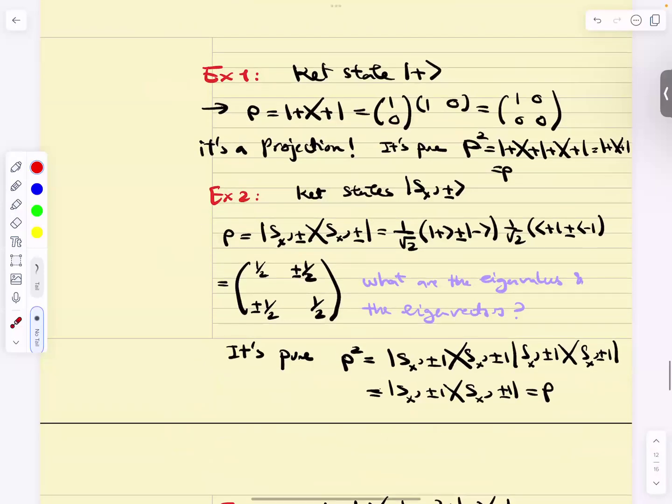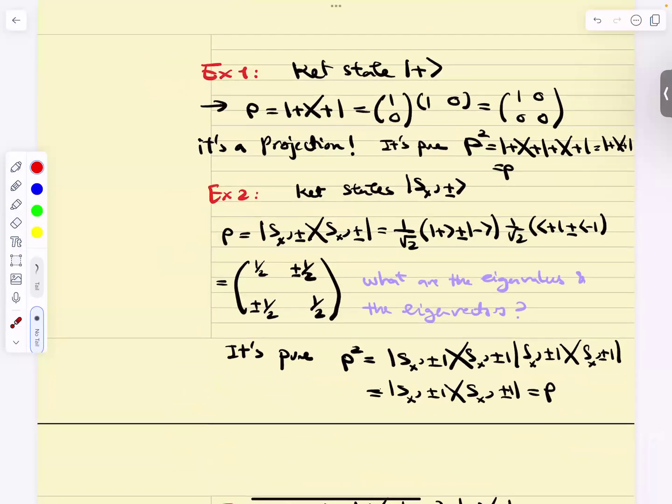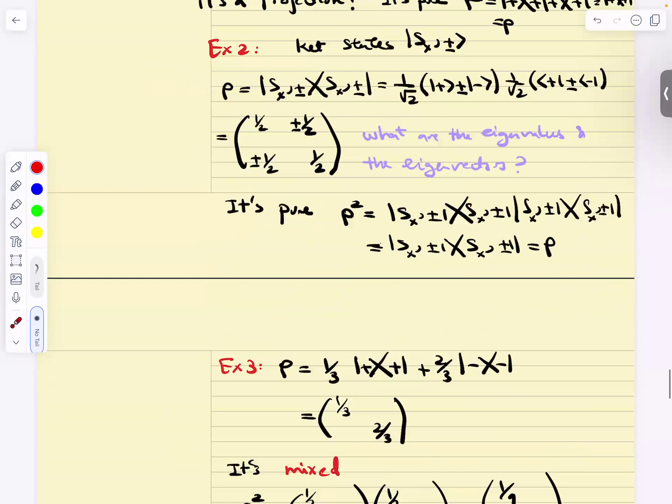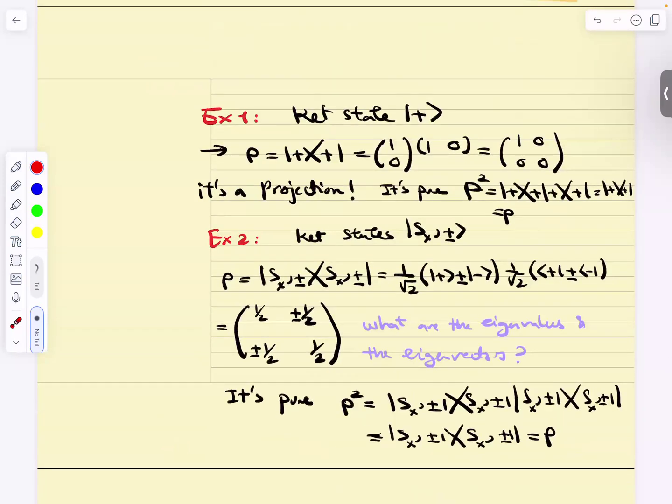All right, here are a bunch of examples. I went over them, but let me do them again. Consider the ket plus. I said that the density matrix is plus plus, and in the z basis, that's 1 0 0 0. This is a projection operator. It's pure because rho squared is equal to rho.